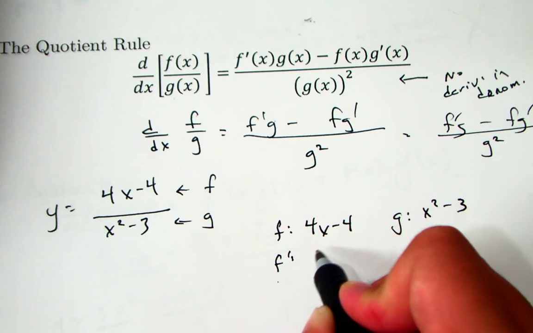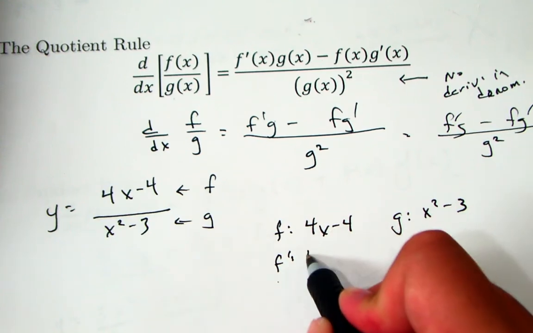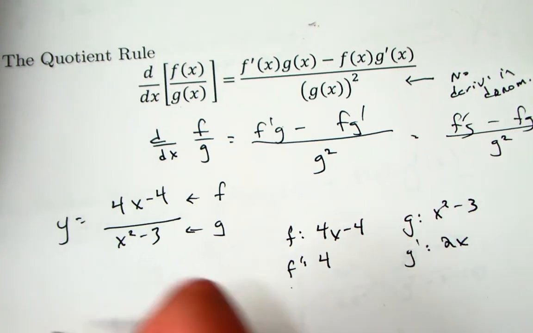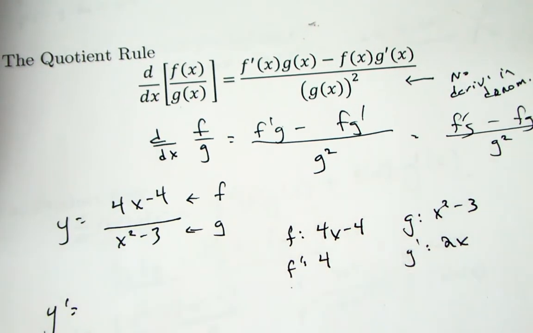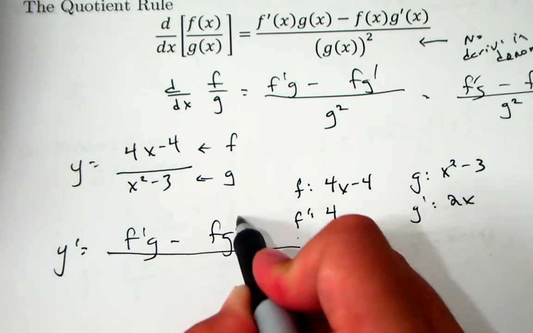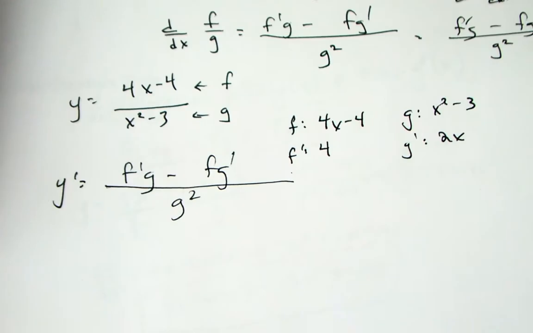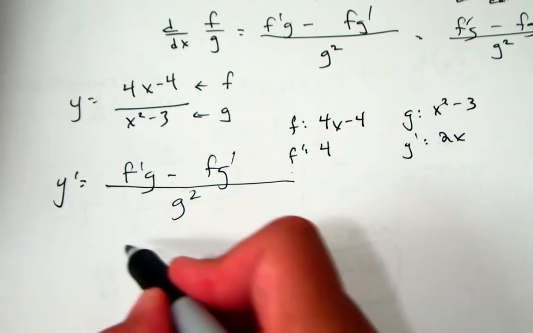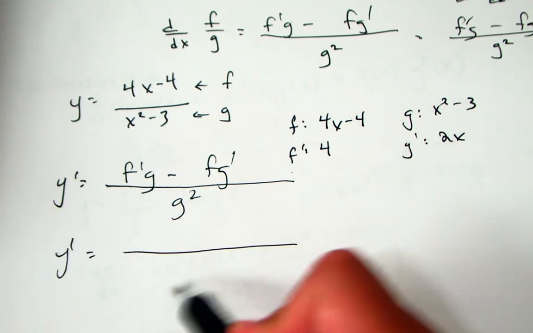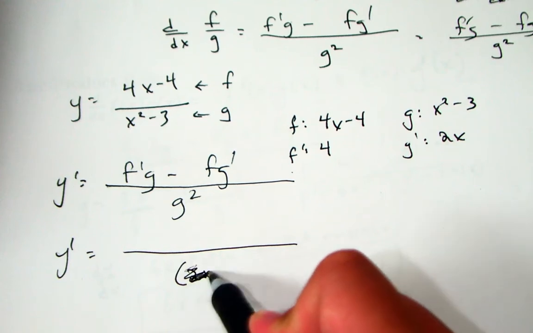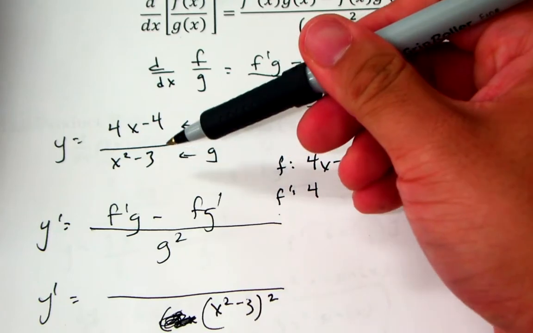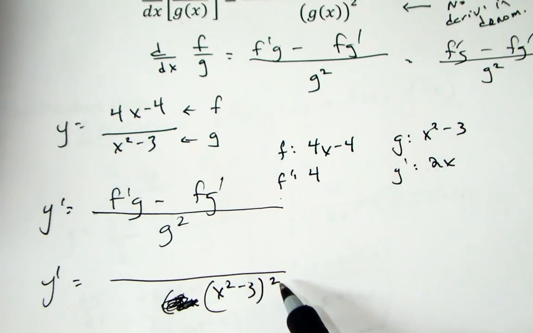f prime, using just the mx plus b slope derivative, is 4. g prime here is, by the power rule, 2x. So the quotient rule states that the derivative of a quotient is this right here, f prime g minus f g prime over g squared. Put everything in here based on our recipe, or rather our prep table. So y prime is equal to, let's see, on the bottom I have x squared minus 3 squared. Remember the bottom was originally x squared minus 3, and it's still there, it's simply raised to the second power.